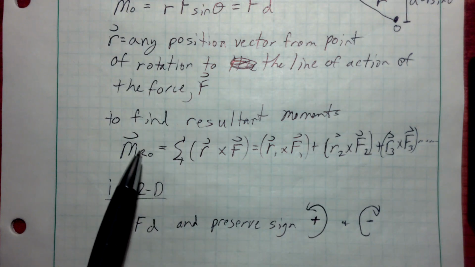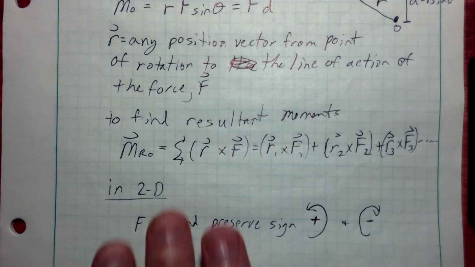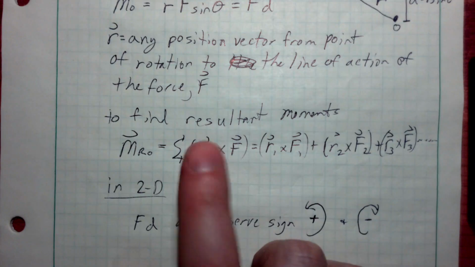Well, if I'm doing a resultant moment, I'm just going to take force times distance for each force and then add the ones causing counterclockwise and subtract the ones causing clockwise moments. We've seen that already in an example or two, and we'll continue to see that throughout the semester, but it's worthwhile to mention. This is always true. Now, this is true in 2 dimensions.